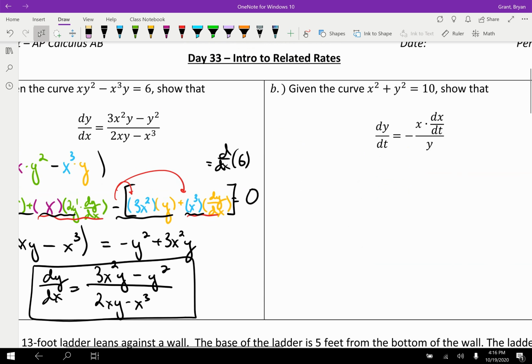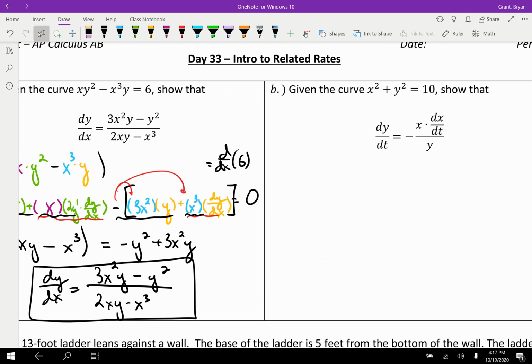However, the second one is much more weird, because we have a dt down here, and you might notice that in the original equation there is no variable t.